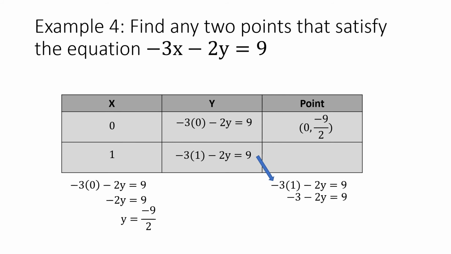Next, to solve this equation, since it's a negative 3, I'm going to add 3 to both sides, and I'm going to add the 3 with the 9, so I'm going to be left with negative 2y equal to 12. And then my last step here, I need to divide both sides by negative 2. And so 12 divided by negative 2 will give me y equal to negative 6. And so that will leave me with my point to be 1 comma negative 6 inside parentheses. And so those would be my 2 points that satisfy the equation, negative 3x minus 2y equal to 9.